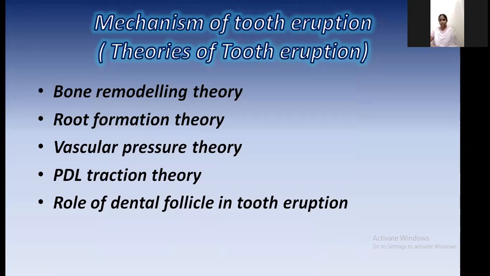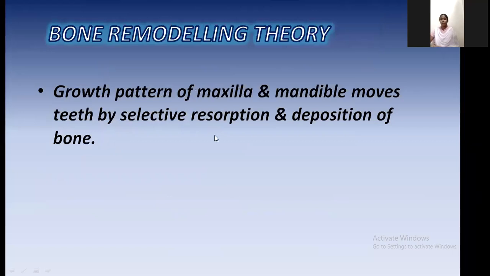Mechanism of tooth eruption or theories of tooth eruption. We can speak about bone remodeling theory, root formation theory, vascular pressure theory, periodontal ligament traction theory, and the role of dental follicle in tooth eruption when it comes to mechanism of tooth eruption. So there are 5 theories. Bone remodeling theory. Growth pattern of maxilla and mandible moves the teeth by selective resorption and deposition of bone. This is what bone remodeling theory has to say about the mechanism of tooth eruption.